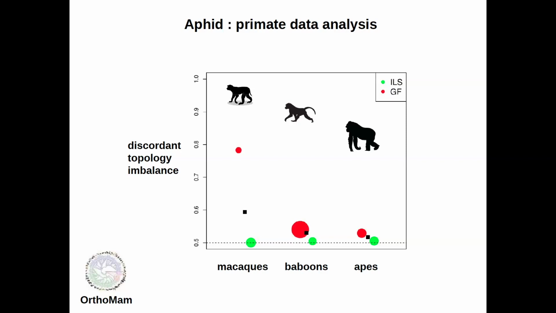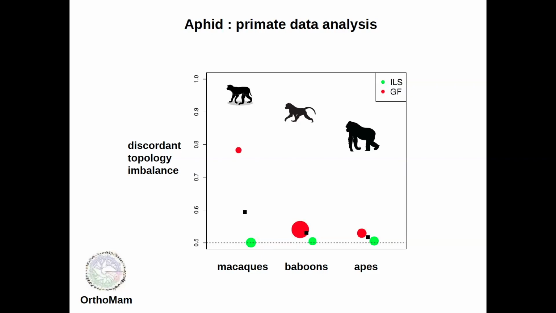So the black squares in this slide correspond to the overall ABBA-BABA signal, combining both the gene flow and ILS kinds of topologies. So what we see is that by separating short from tall topologies, AFID did a better job than ABBA-BABA of characterizing the whole process.